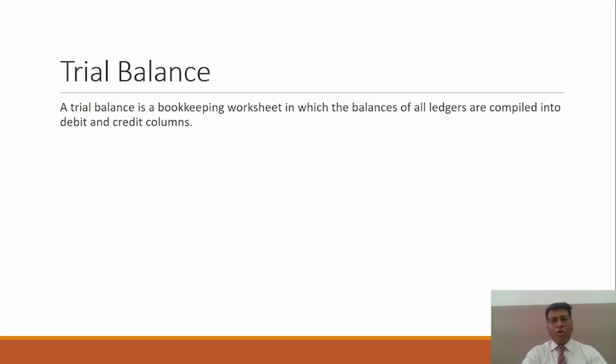So today's topic would be trial balance. As you are aware of the journal entries and ledger posting, after that you have to come to prepare the trial balance. So today you would be knowing about the significance of trial balance, how to prepare the trial balance, and exactly what is the role in accounting of trial balance. Right. So what is the trial balance?